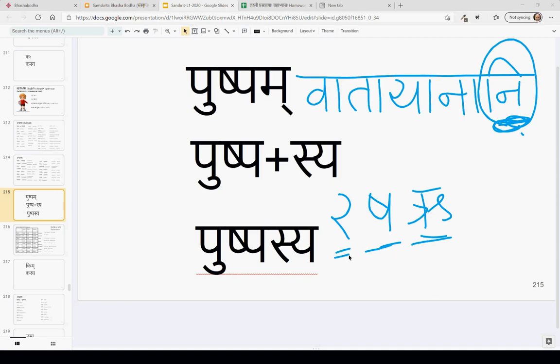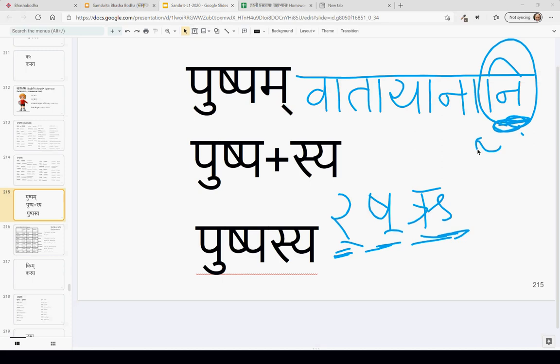These are the trigger letters: ru, which is a swara, and ra and sha, which are vyanjanams. And what is the other condition? It should be immediately preceding. One of the three letters could be immediately preceding this na. What is the example we have? Pushpam, and either the kha or the pa vyanjanas will also trigger that.